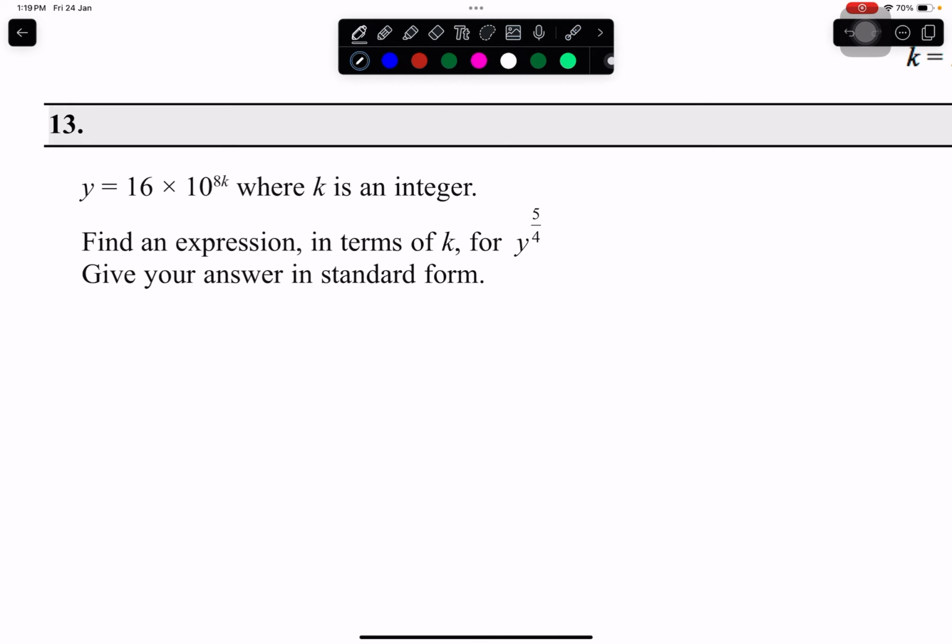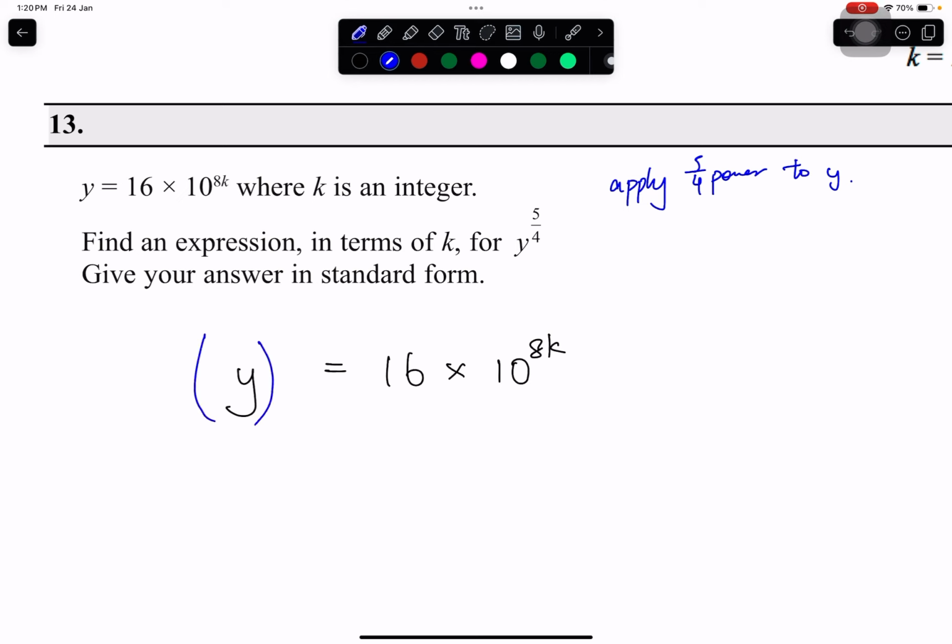Okay. So let's figure out the y first. The y we express first is y equals to 16 times 10 to the power of 8k, right? We want to find 5 over 4 from here. That means we are trying to apply the 5 over 4 power to the y, right? So let's just do that. How can we do that? We bracket it to the power of 5 over 4. And don't forget, this black one is the original y expression.